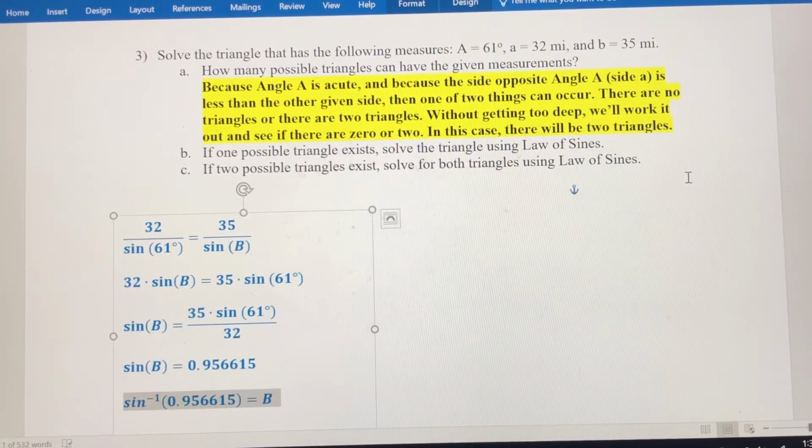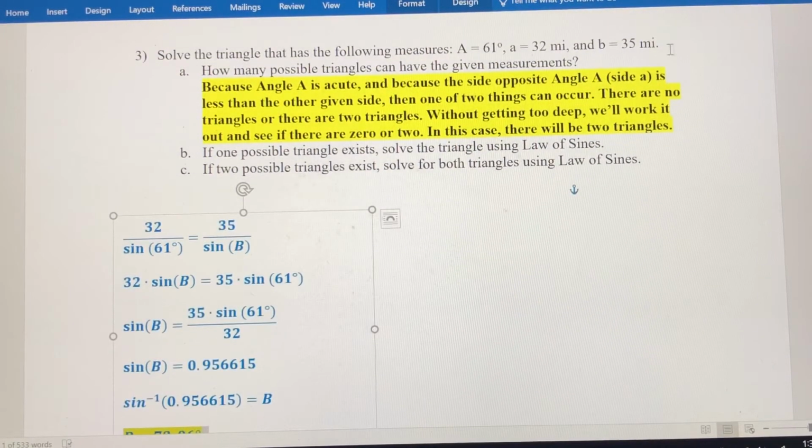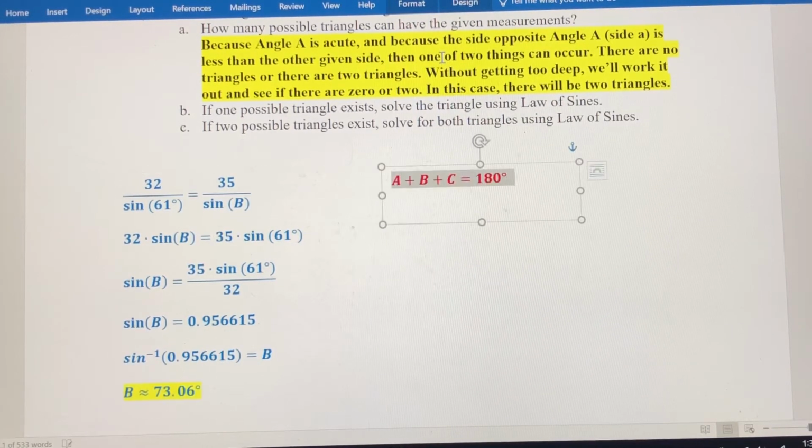We have to use the inverse sine, and we get an angle measure of 73.06 degrees. That fits based on the given information here. We know angle B has to be larger than angle A because side B is larger than side A. So this is going to be one of the triangles. This tells me that there are going to be 2 triangles based on the information highlighted in yellow here. Use geometry to find the measure of angle C. Plug in the one we know, and we get angle C is 45.94 degrees.